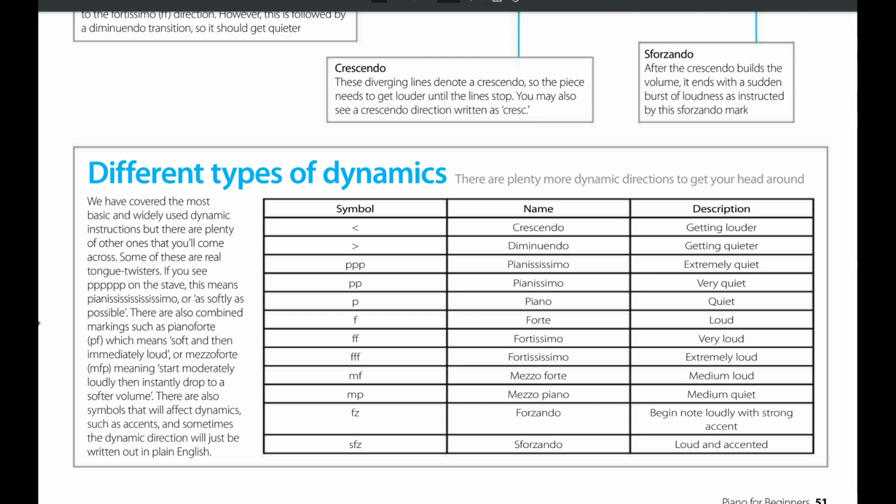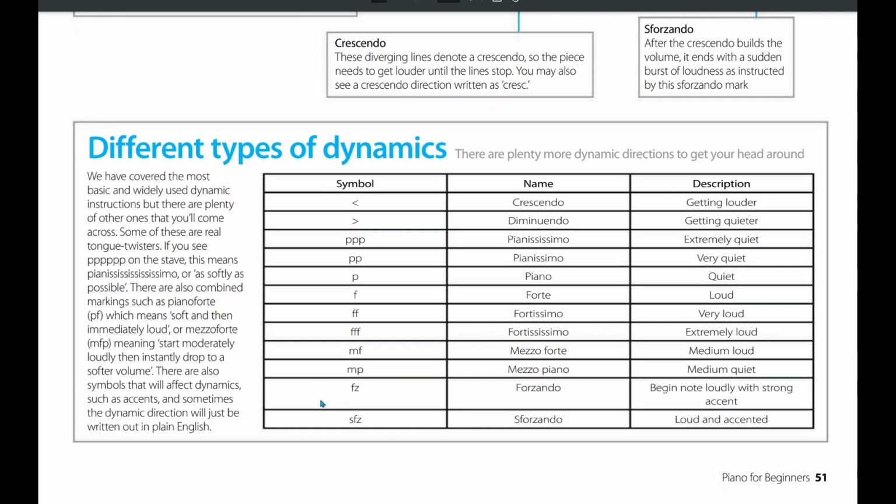There are also combined markings such as pianoforte, PF, which means soft and then immediately loud, or mezzoforte piano, MFP, meaning start mildly loud and then instantly drop to a softer volume. There are also symbols that affect dynamics such as accents, and sometimes with dynamic direction they'll be written out in plain English.